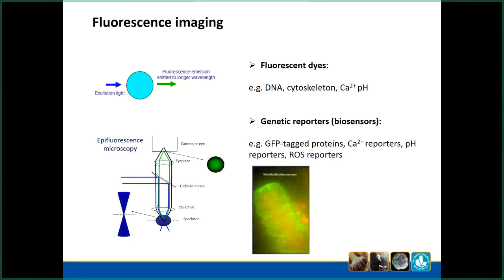And down in the bottom right, we have a typical example of what we call a wide field epifluorescence image. And with fluorescence, we can use, for example, fluorescent dyes, for example, for DNA, cytoskeleton, for measuring calcium or pH within a cell. But more recently, we've turned our attention to using genetic reporters. We also call them biosensors. These are, for example, green fluorescent protein tagged proteins, calcium reporters, pH reporters, and reactive oxygen species reporters. And I'll just show 1 or 2 examples of them in a few minutes.